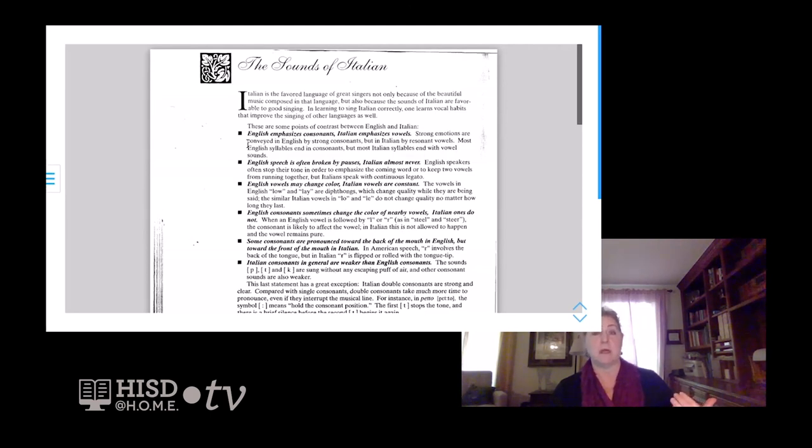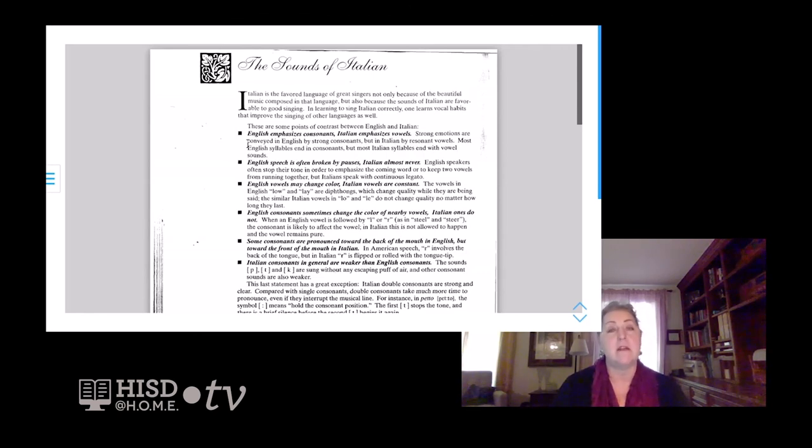So Italian speech is usually not broken by pauses, whereas in English speech, we break often for emphasis. We stop our tone so that we can emphasize the coming word, or so that we keep two vowels from running together. We would never say the apple is falling from the tree. We say the apple fell from the tree. But Italians speak with a continuous legato.